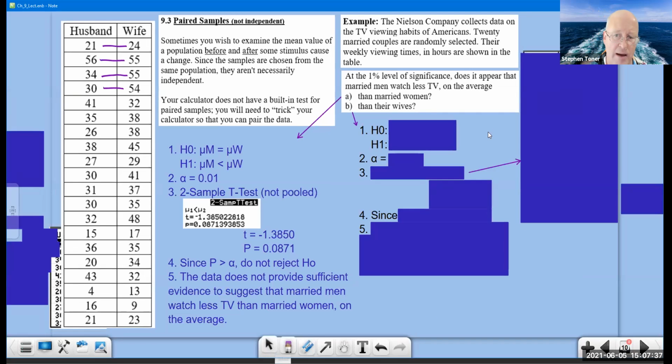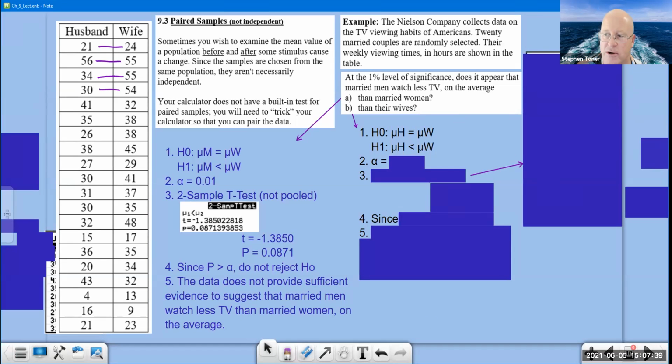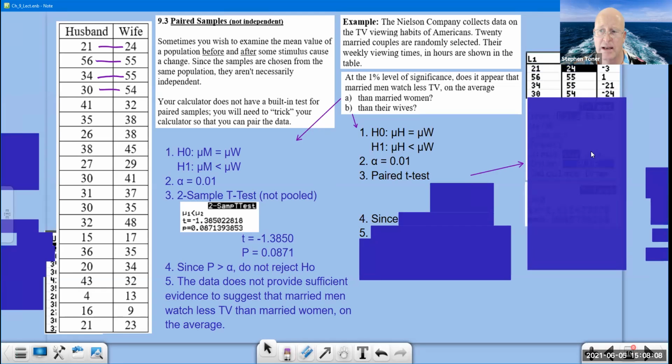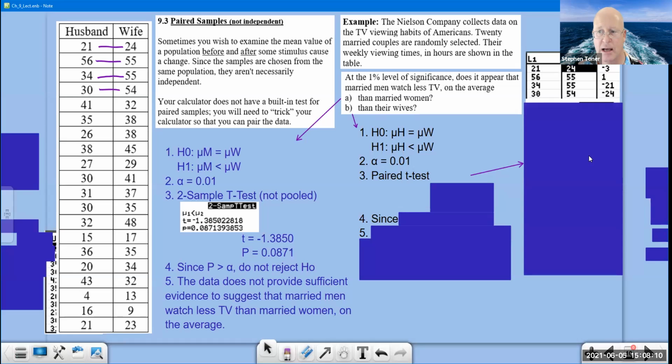This time I'm not going to use M's and W's as you started to see. I'm going to use H and W for husband and wife, and this time it's married men or husbands watch less TV than their wives. So there are my subscripts. I'm still doing this at a 1% significance level, but this is going to be a paired t-test. Now I've got to teach you how to do this. First off, you're going to go in and enter those values into your calculator.